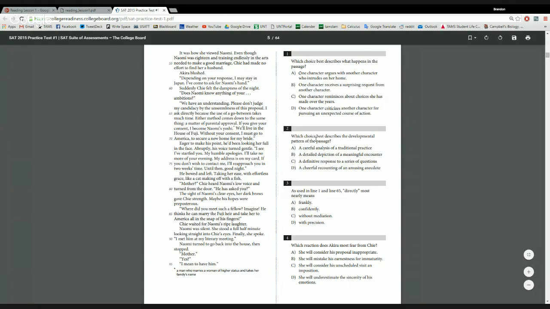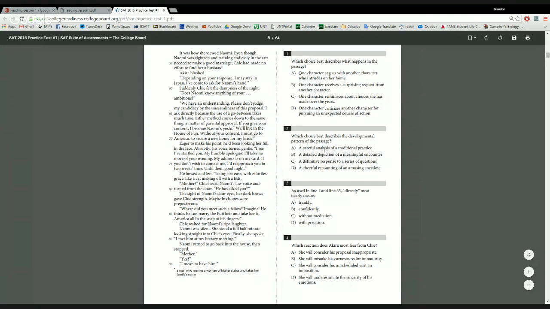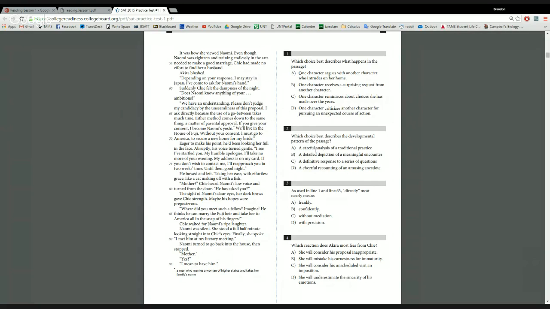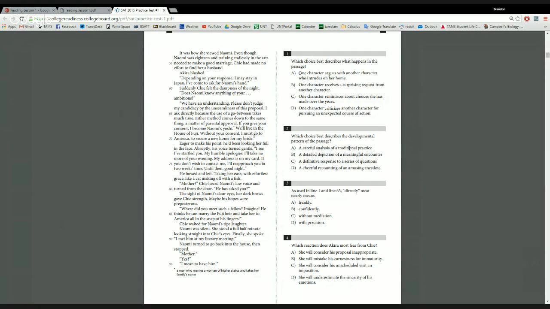Okay, 2. Which choice best describes the developmental pattern of the passage? So again, having read the passage, we can look at the answer choices. A. A careful analysis of a traditional practice. This is not exactly correct because the passage actually talks about a non-traditional practice, as there's actually a marriage proposal that does not follow procedure or form. So that's actually the opposite of what we're looking for here.